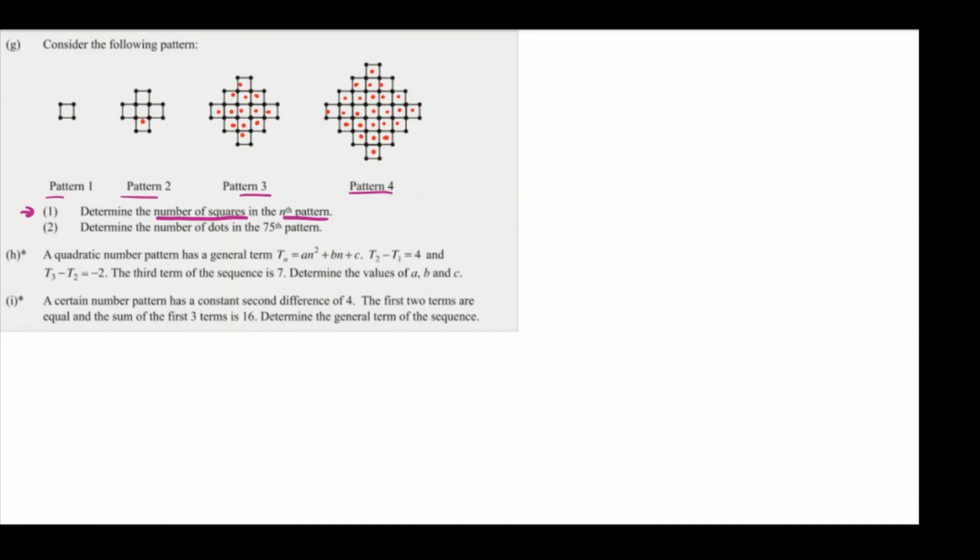Let me erase these dots. The second part of the question says we must determine the number of dots in the 75th pattern. Remember, this is pattern 1, pattern 2, pattern 3, pattern 4. We want pattern 75, T of 75, for the number of dots, not for the number of squares. So the sequence changes now. We're no longer going to use the sequence of squares, but the sequence of dots.